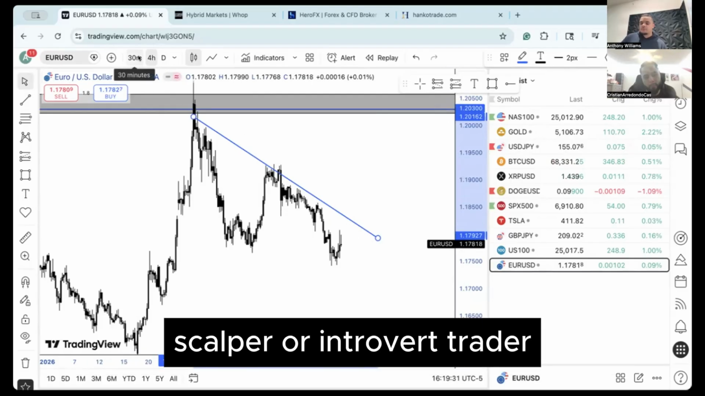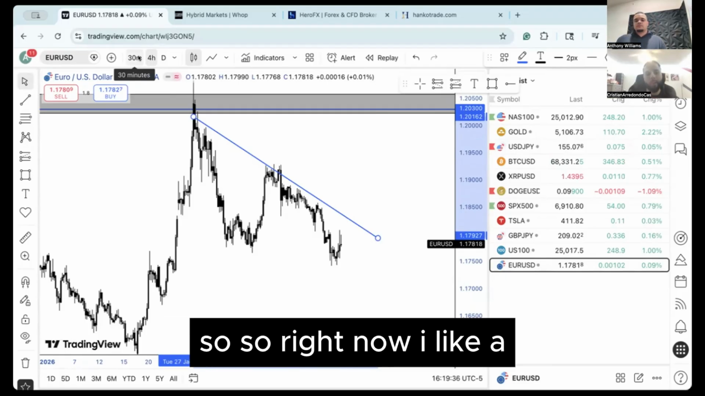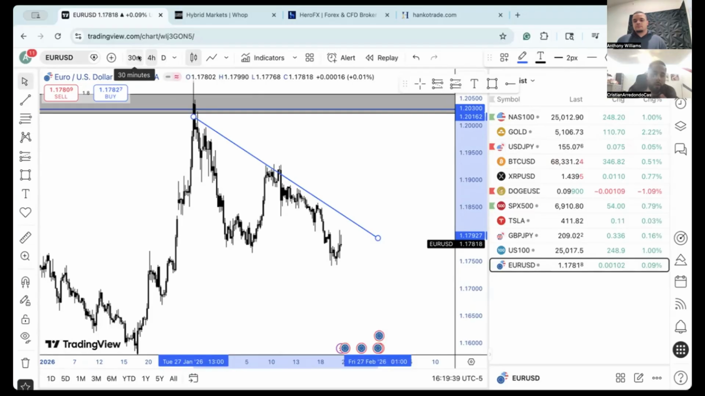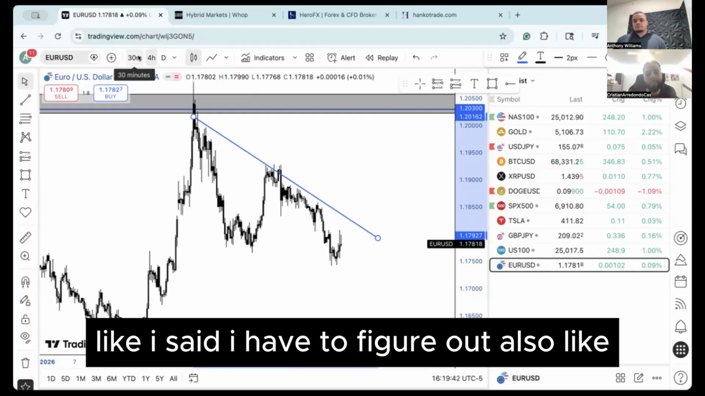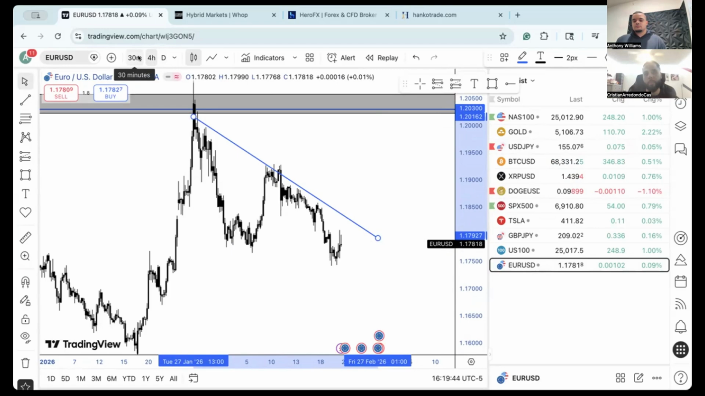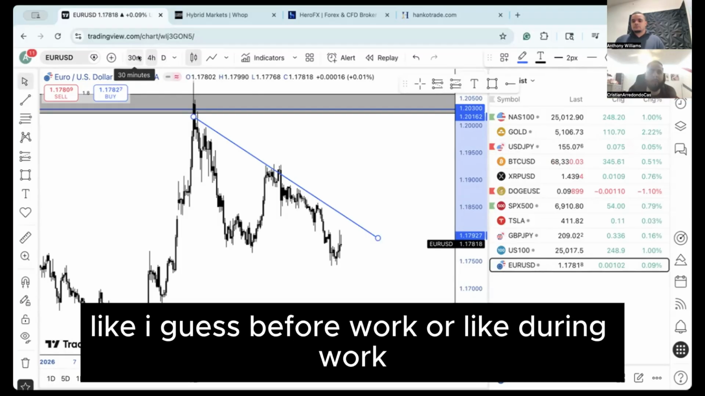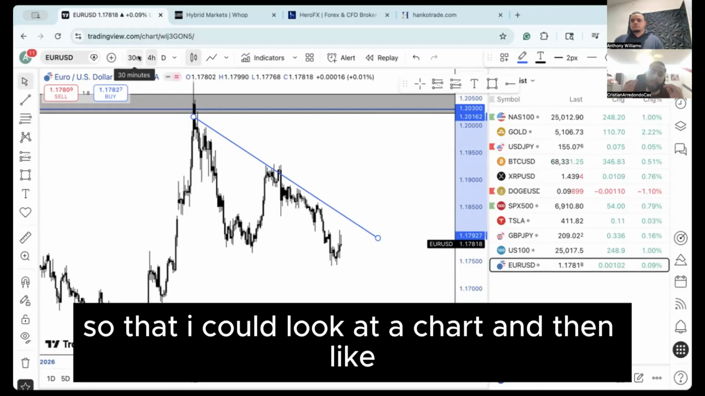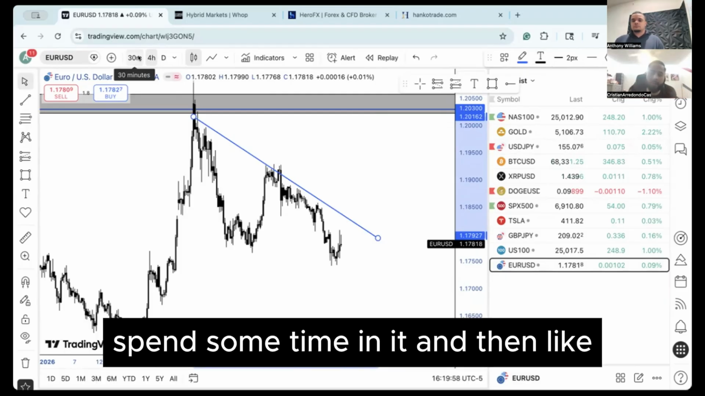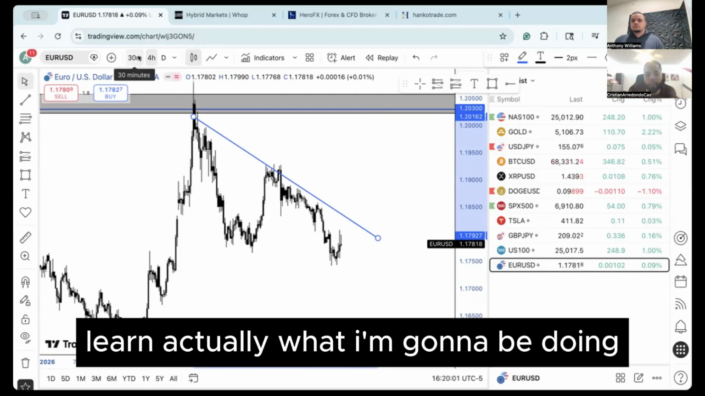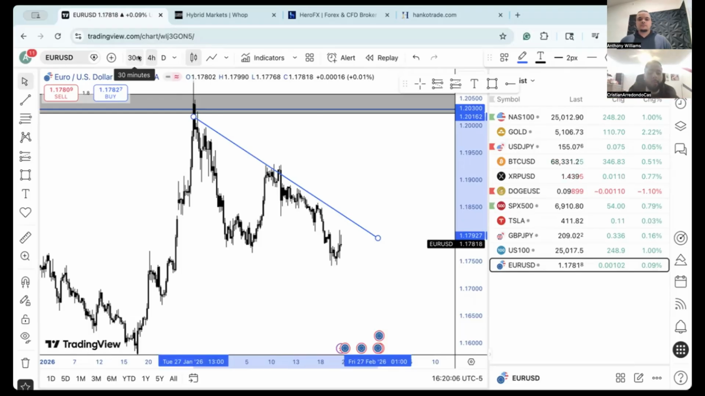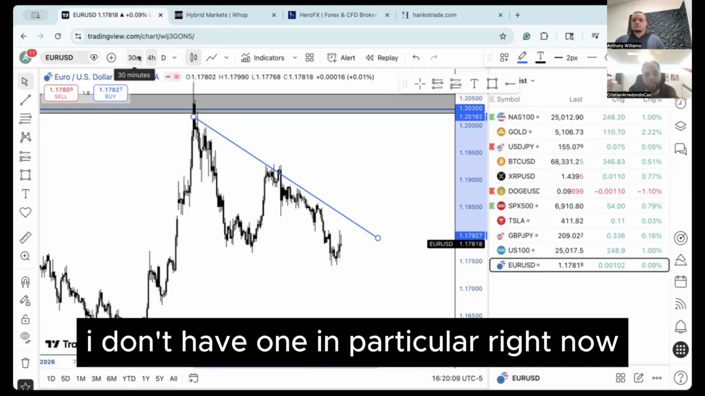Are you a swing trader, scalper, or intraday trader? So right now I don't have one in particular. Like I said, I have to figure out a schedule where I could sit myself down, before work or during work, so that I could look at a chart, spend some time in it, and learn what I'm actually going to be doing. So yeah, I don't have one in particular right now.